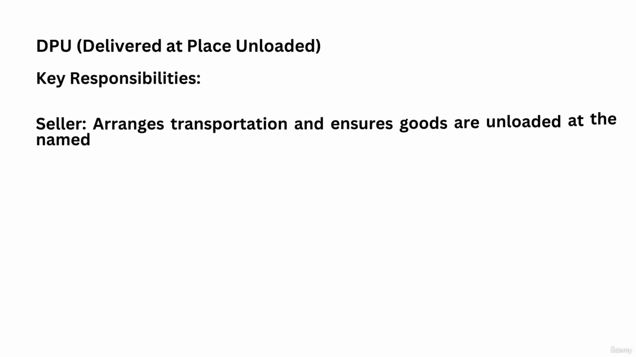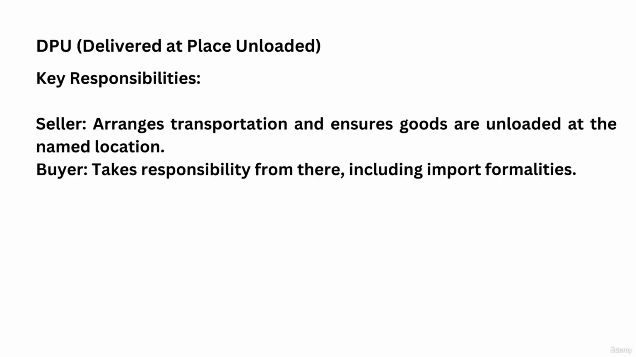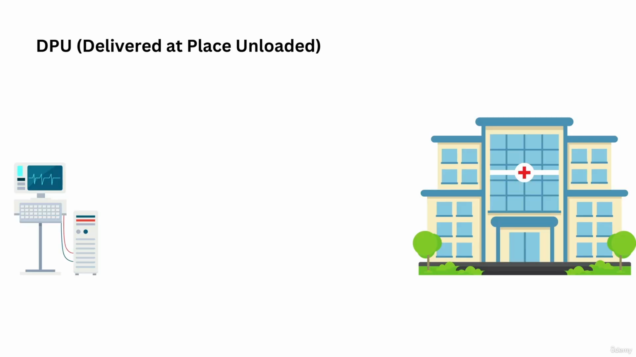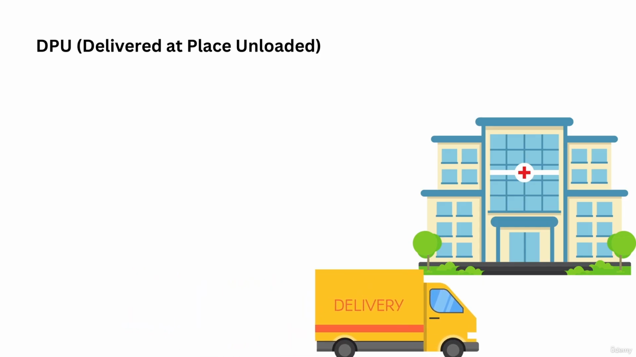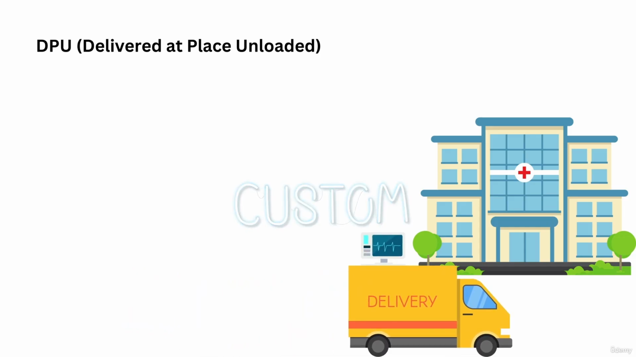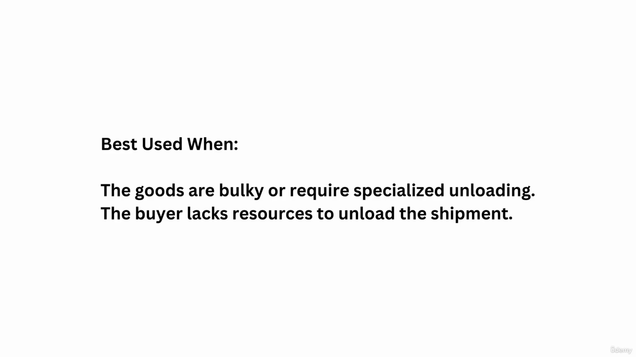DPU means the seller is responsible for delivering and unloading the goods at the destination. The buyer still manages customs clearance and duties. Let's say a manufacturer in Japan sells medical equipment to a hospital in Australia under DPU Sydney warehouse. The seller ensures the goods reach the warehouse and are unloaded, but the hospital must handle customs clearance and duties. Best used when the goods are bulky or require specialized unloading, or the buyer lacks resources to unload the shipment.